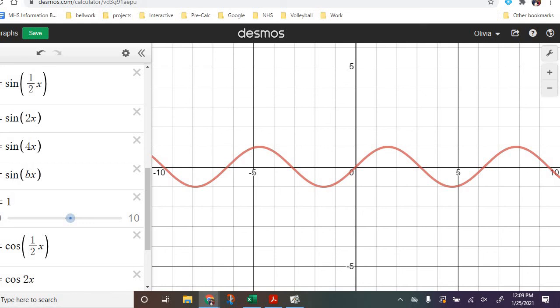Is it going to keep the range the same, or do you stretch it inside of the graph? It gets more wiggly. Yes, it gets more wiggly.